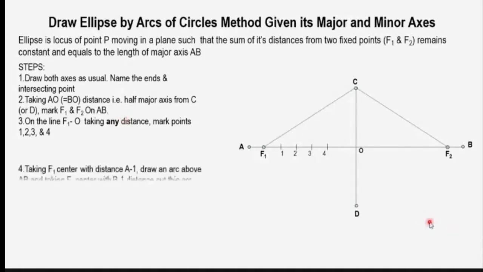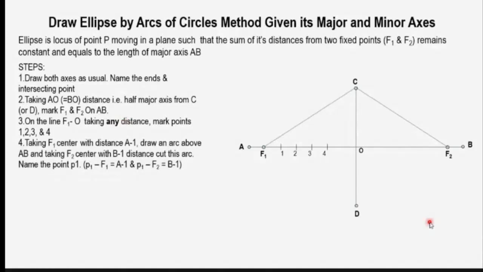Now the most important, taking F1 as center and the radius equal to A1, draw an arc. So A1 is the distance or the radius and F1 is the center. We draw an arc, and then taking B1 as the radius and F2 as center, draw another arc. So these two arcs will intersect at a point. I'll call this point P1.